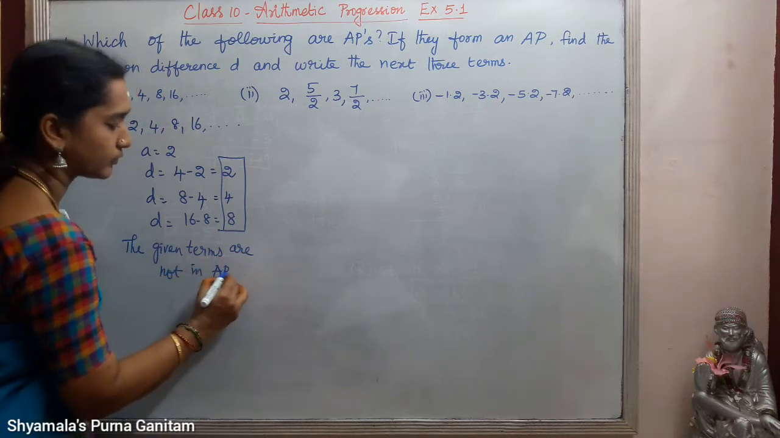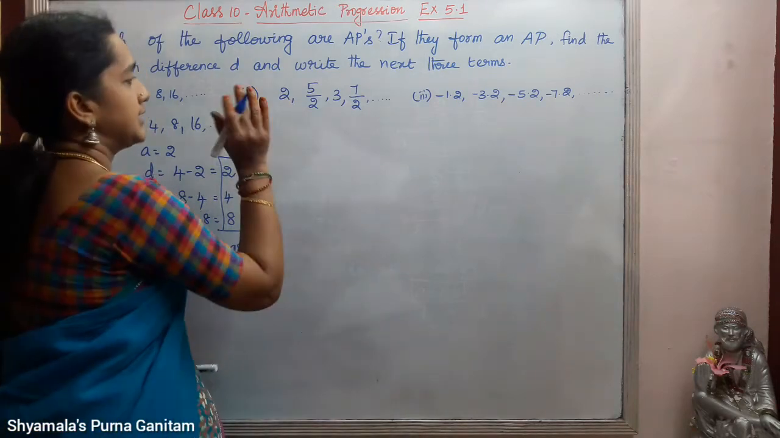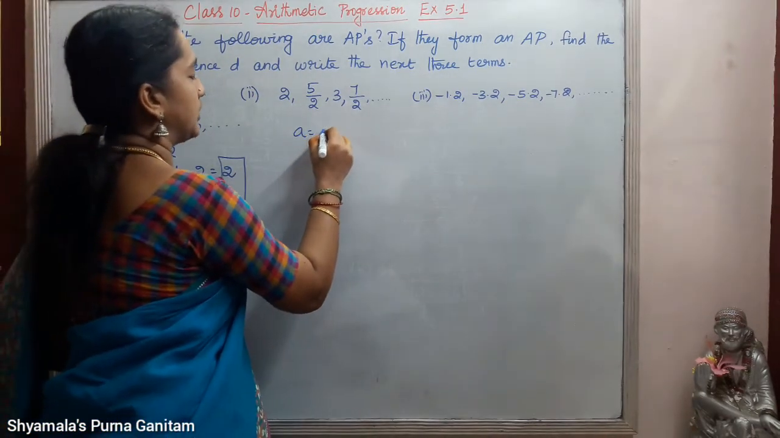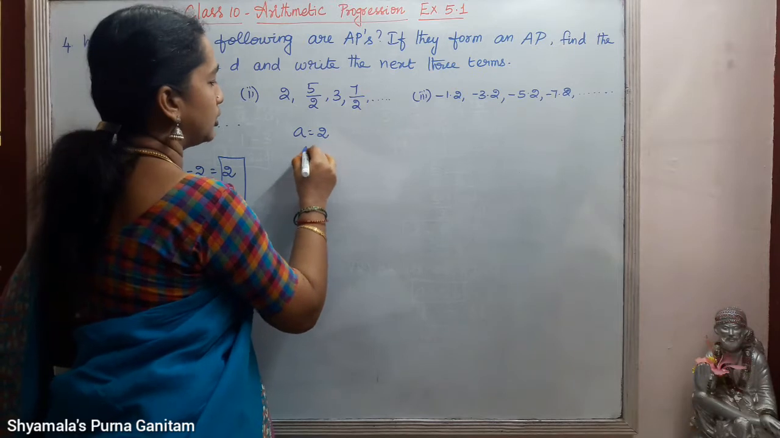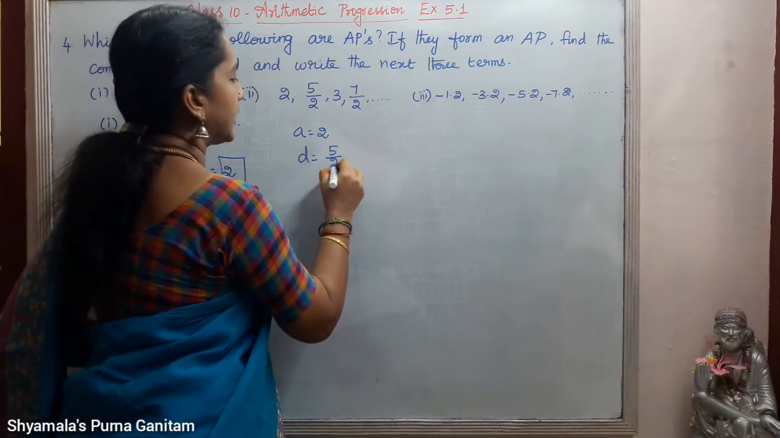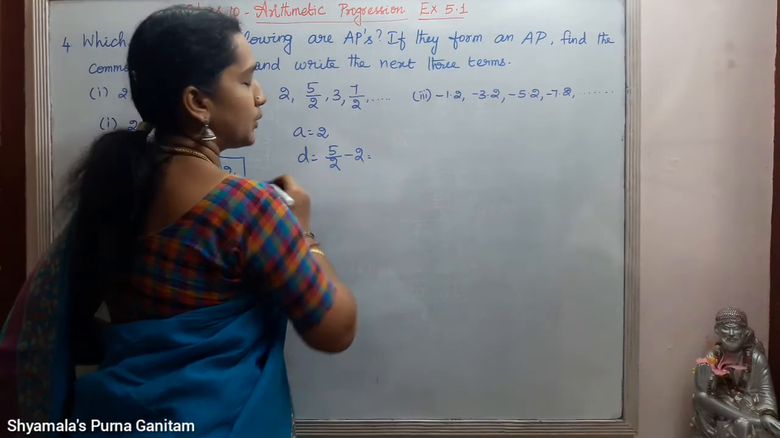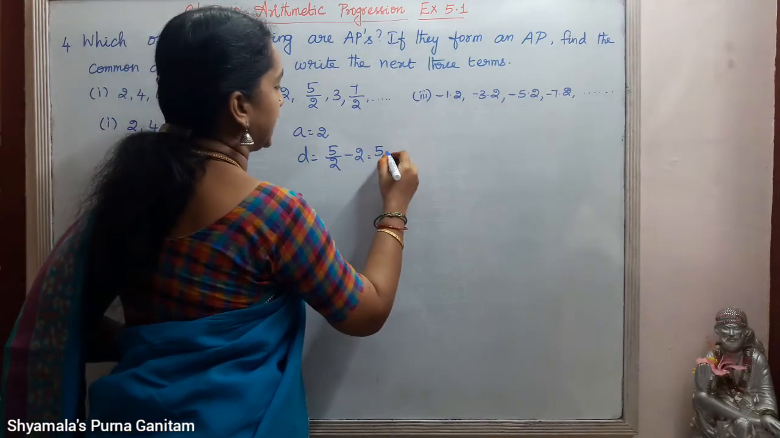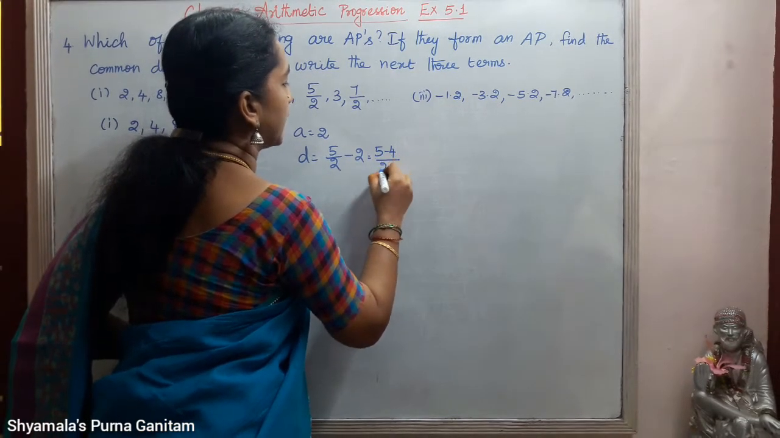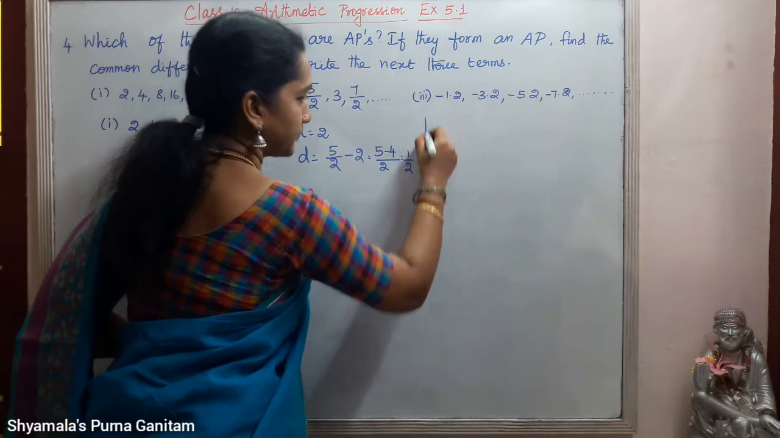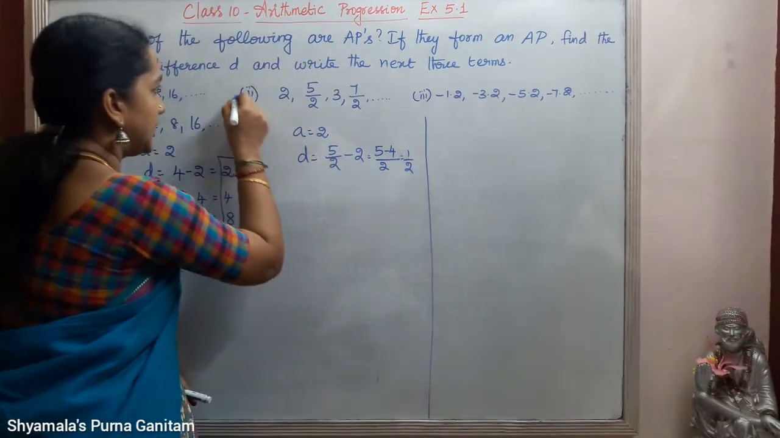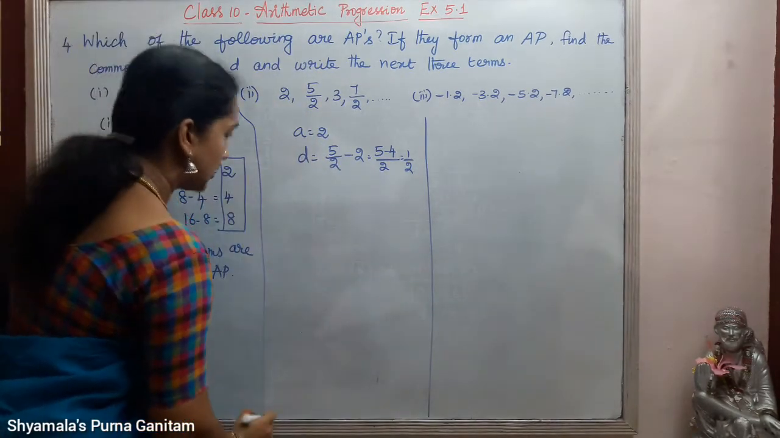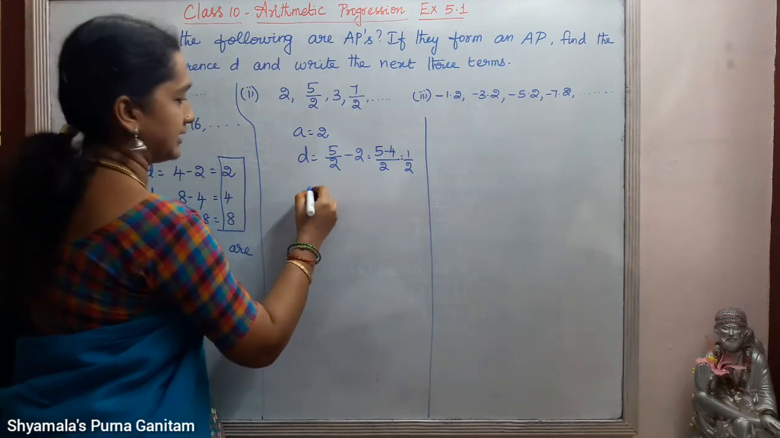Okay. Then the second question, the same procedure we will follow. A is equal to 2. D is equal to second term minus first term. So when we simplify this, we have to take LCM. So 5 minus 4 by 2, we will get 1 by 2. So 1 by 2 is the difference.